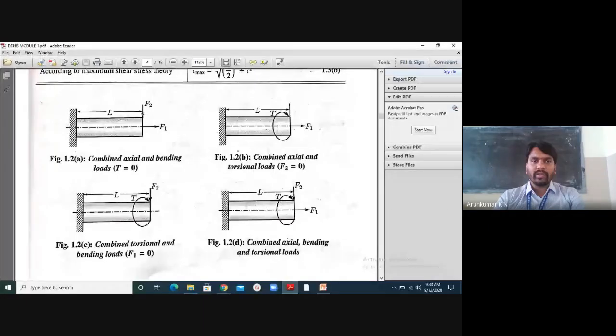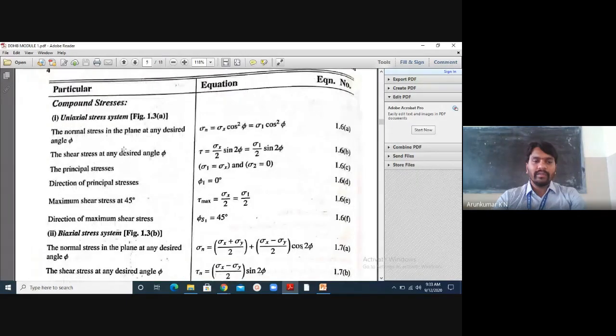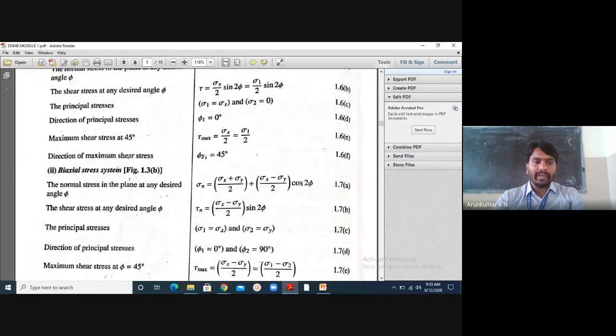Bending load, direct load and torsional load. Bending load and torsional load, direct bending and torsional load. I'm going to solve by taking the combination of this. What I told, look at this uniaxial stress. Uniaxial stress means stress will be acting only along one direction.